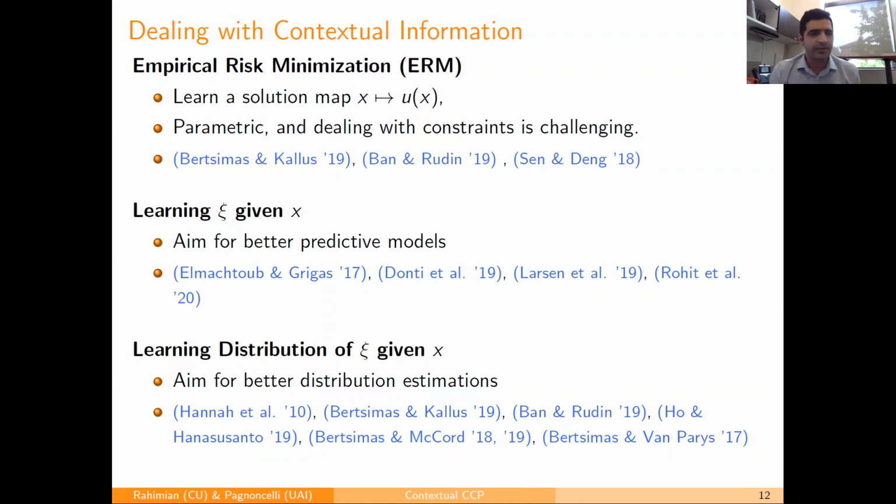The other approach that people have aimed for is learning the random parameters given the features. This approach pretty much works in a way that you aim for a better predictive model, you fit the model using your historical data, and then you sample from that fitted model and use the classical SAA using those sampled observations. The other approach is to aim for learning the distribution of psi given X, because at the end of the day, I would care about the probability distribution of psi given X, and why not aim for a better probability distribution estimation for this, and this is where our work also belongs.